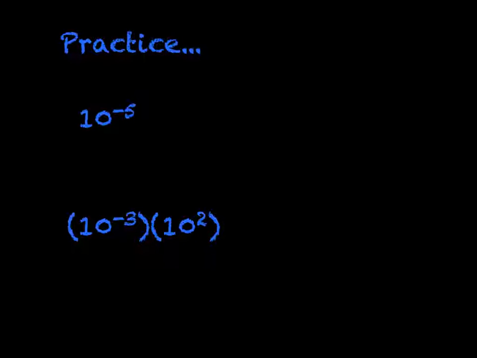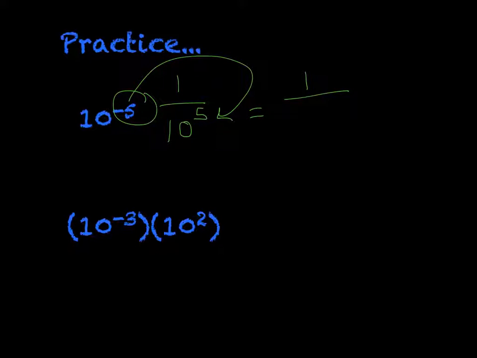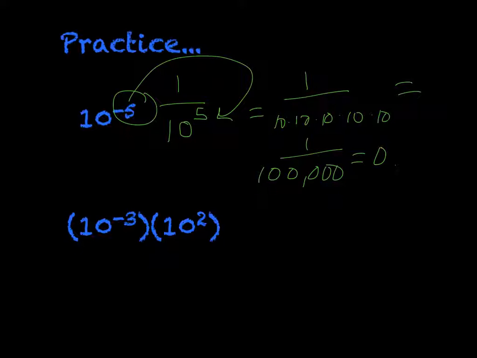Let's convert 10 to the negative 5th power to a fraction that has a positive exponent in the denominator. We'll start off by setting up a fraction with the numerator of 1 and the denominator of 10. When we move the negative exponent down to the denominator, it becomes positive. So our answer would be 1 over 10 to the 5th. That is also equivalent to 1 over 10 times 10 times 10 times 10 times 10, which is equal to 1 over 100,000, and in decimal form, 0.00001.